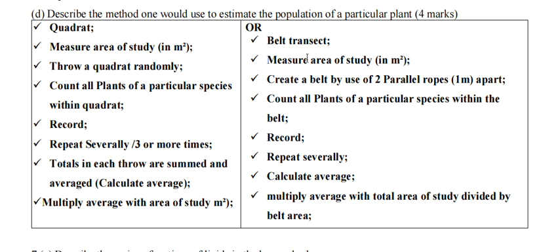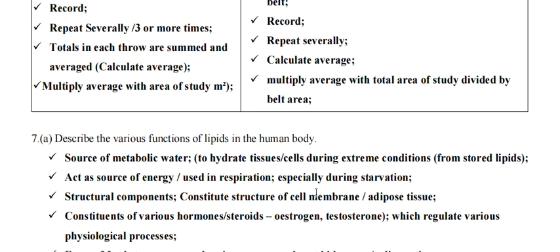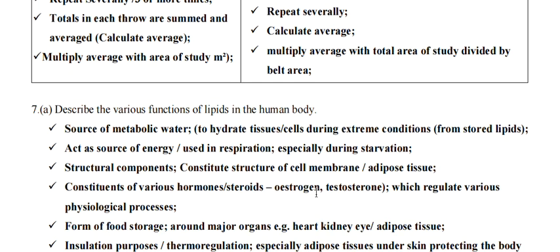Or you can use a belt transect. In a belt transect, you measure the area of study in meters squared. You create a belt by use of 2 parallel ropes 1 meter apart. You count all plants of a particular species within the belt. Then record, repeat severally, calculate the average, and multiply the average by the total area of the study divided by the belt area.